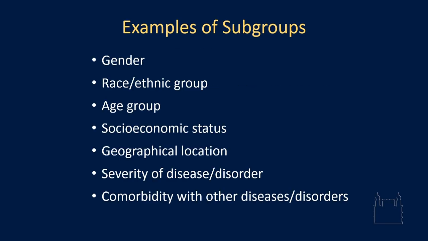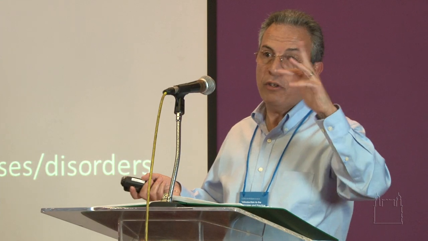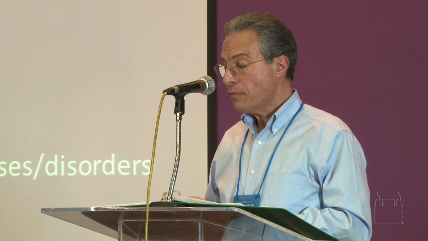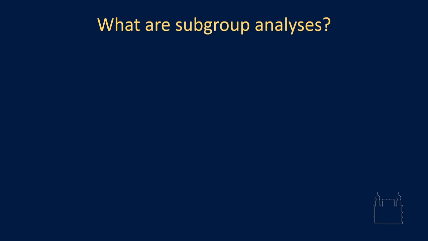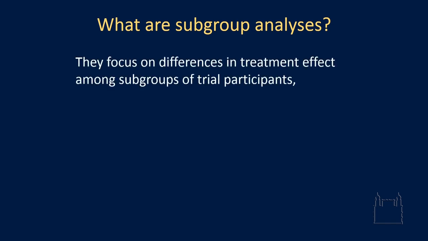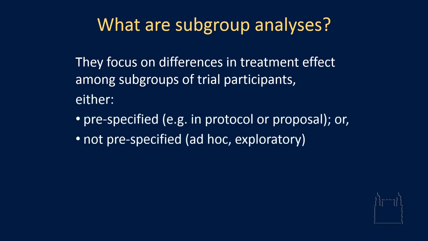So subgroup is defined based on baseline characteristics. So examples of subgroups, you could have gender, race, ethnic group, age group, socioeconomic status, geographical location, severity of disease, comorbidity. All these are examples of subgroups. So you want to know if the primary outcome is different for the different subgroups. So they focus on differences in treatment effect, like I was saying, among some groups of trial participants.